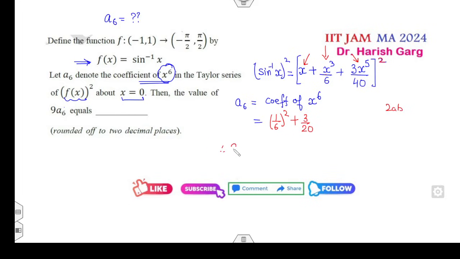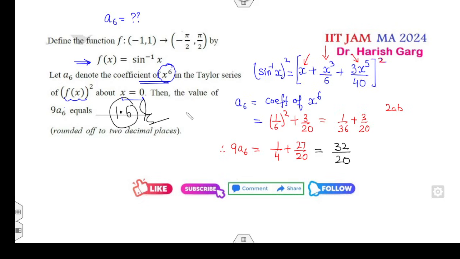So then your answer, 9 a6, how much does it become? 1 over 36 plus 3 by 20. So 9 into a6, that is 1 over 4 plus 9 into 3, 27 over 20. You can take 20 as the LCM, 5 plus 27. So the answer is 1.6, which is the right answer of the problem.